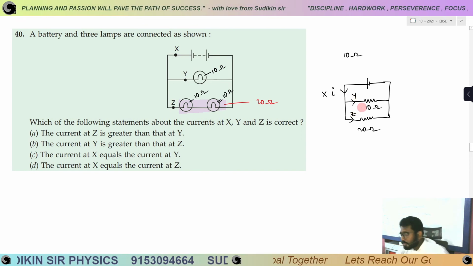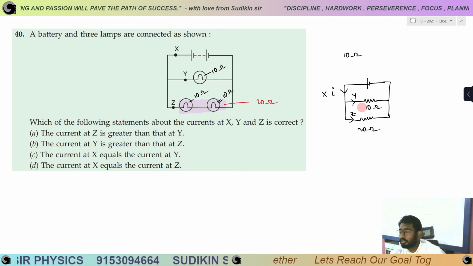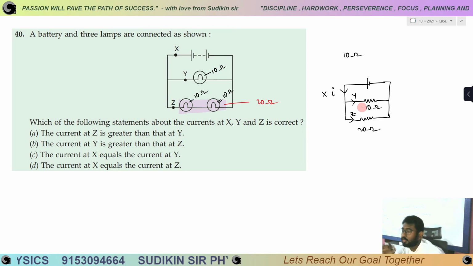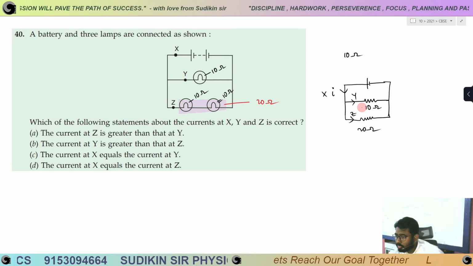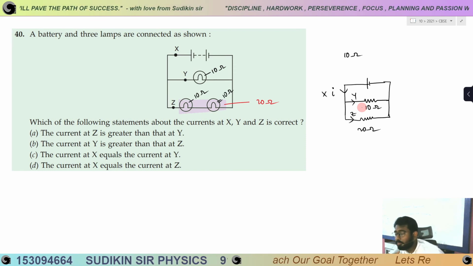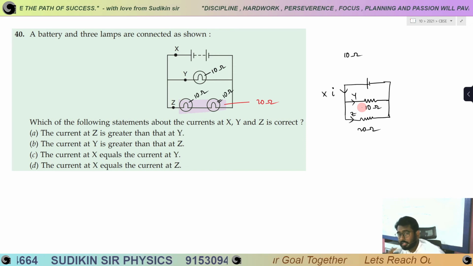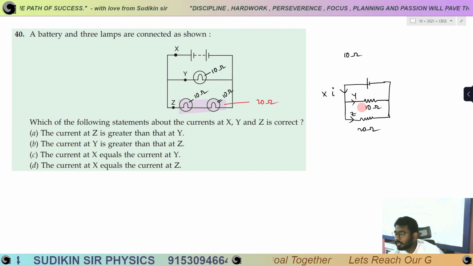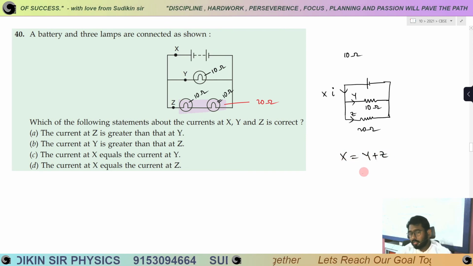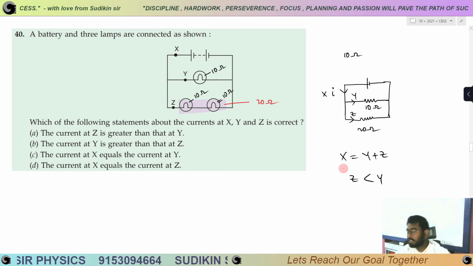Okay, just before some time we did one thing. The least resistant path allows maximum current to pass. So which path has least resistance, y or z? Y. So the maximum current will pass through y. Then the minimum current will pass through z. And out of all of them, x, y and z, x is the sum of y and z. So x is obviously greater than y and z, right? Because x is equal to y plus z, right? And z is less than y. So obviously x is greater than both of them.